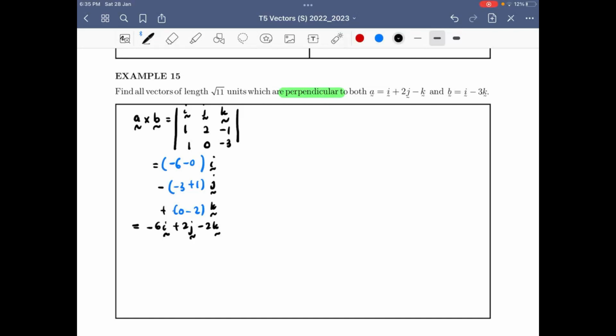And then after that, we need to find the magnitude of the cross product. Okay. The magnitude of the cross product. I will tell you later why we want to find the magnitude of the cross product. The magnitude of the cross product A cross B equal to square root of a square plus b square plus c square, so negative 6 square plus 2 square plus negative 2 square.